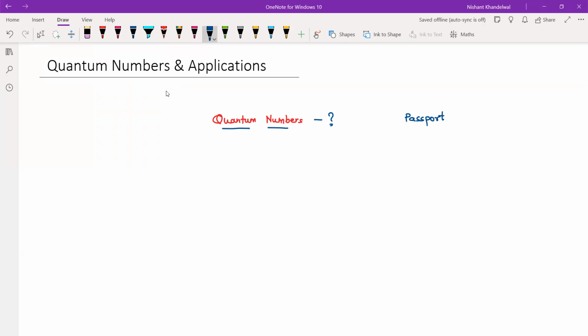You know how important a passport is. It can track any information about a citizen residing anywhere in the world. If you have the passport, you can tell all the information regarding that person or citizen. Similarly, just like a passport, there are quantum numbers. So quantum numbers is basically a passport of an electron. It can tell all the information about the electron.